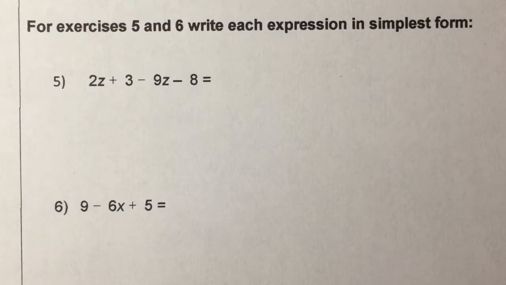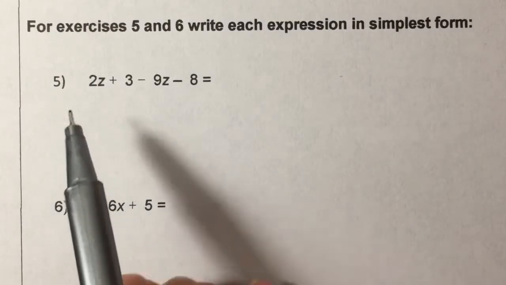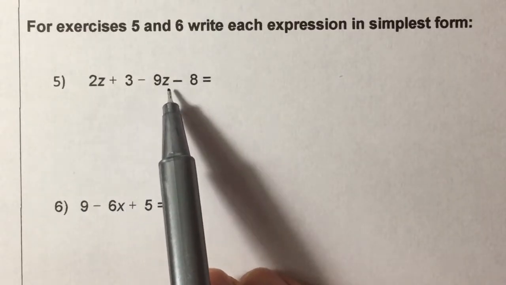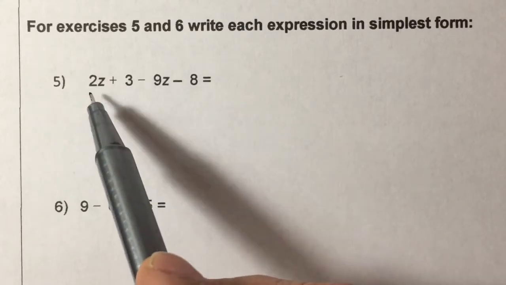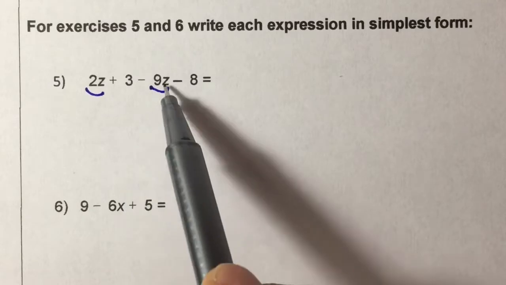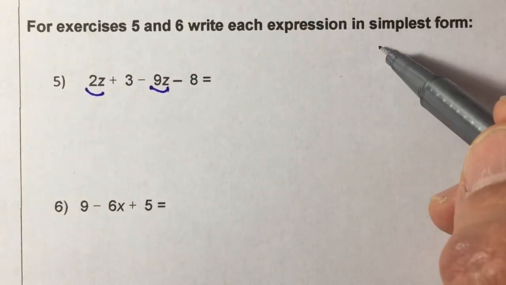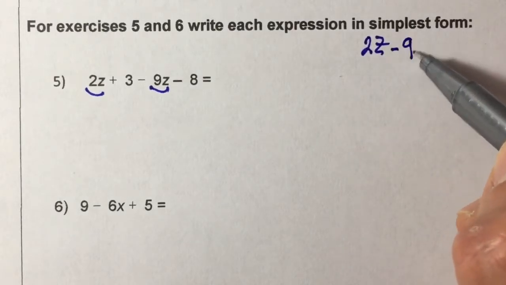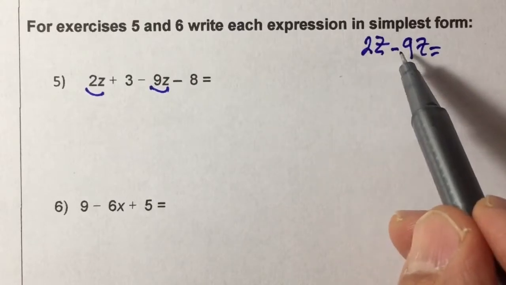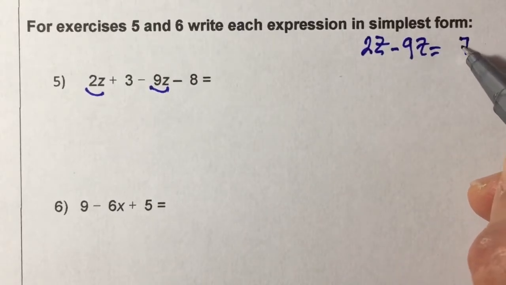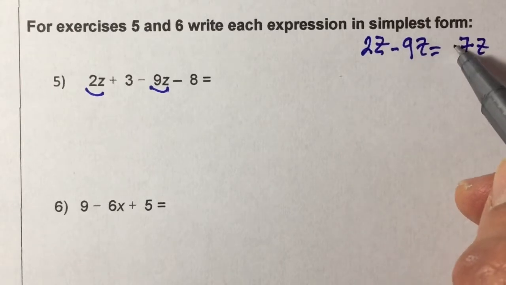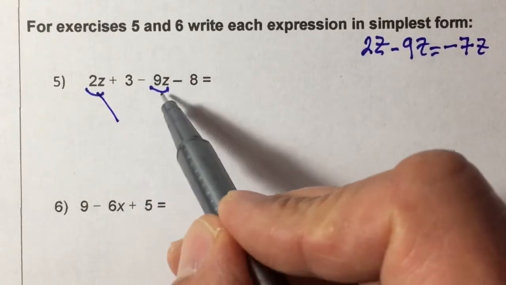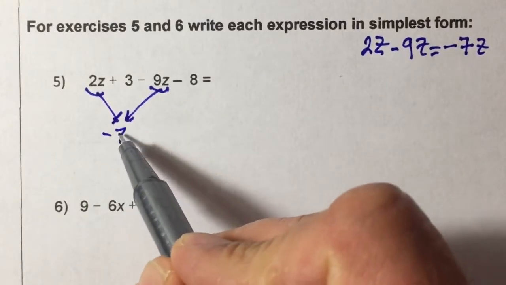For exercises 5 and 6, write each expression in simplest form. Okay, number 5. You have an expression that has 2z plus 3 minus 9z minus 8. Let's see what the like terms are. These are like terms because both have the z. So I'm going to add 2z plus negative 9z. Remember that if we have different signs, we have to subtract, meaning 9 minus 2 is 7z, and I have to put the sign of the bigger, that is the sign of 9, which is negative 7z. So 2z minus 9z gives me negative 7z.